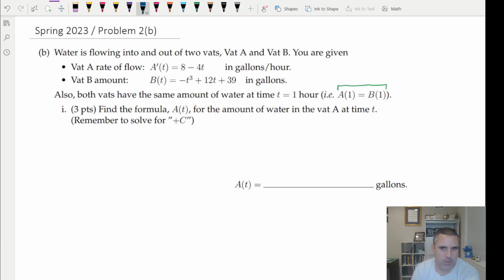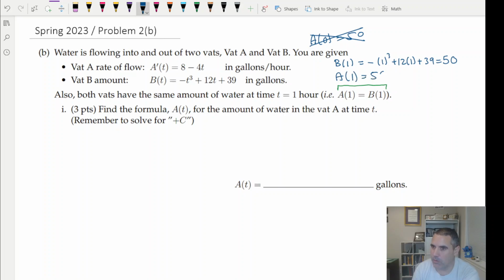So briefly, what does the question say? They have the same amount at 1. So before you even start, you really need to know how much was in vat B when you plug in 1. So it's going to be negative 1 cubed plus 12 times 1 plus 39. And I think this comes out to be 50 because I just did this in that problem. The question says that A of 1 is the same, and that's where the confusion is. It does not say that A of 0 is 50. That would be something different. It says that A of 1 is 50.